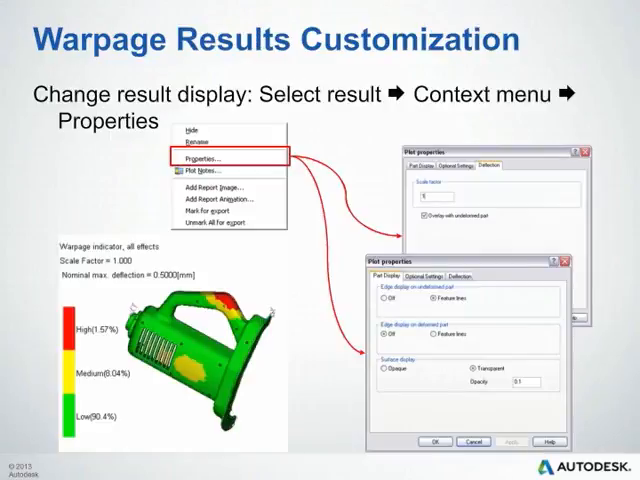You can customize your warp results as well. To do this, you just have to click on the result itself and then right-click to access the context menu and select Properties. From there, you have a few menu items or options where you can adjust how this is shown. For example, you can change the scale factor. That will allow you to magnify what the deflection looks like so you can get a better visual representation of what could be going on there. It doesn't alter the results, it just alters how you're seeing it.